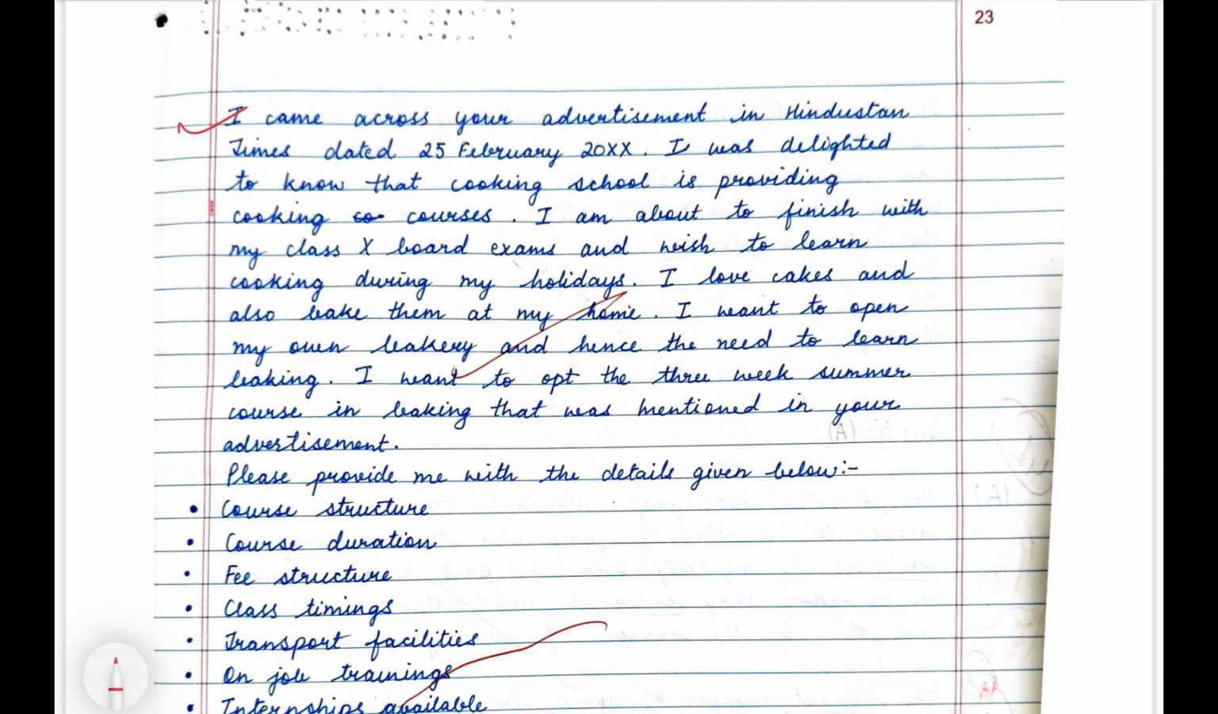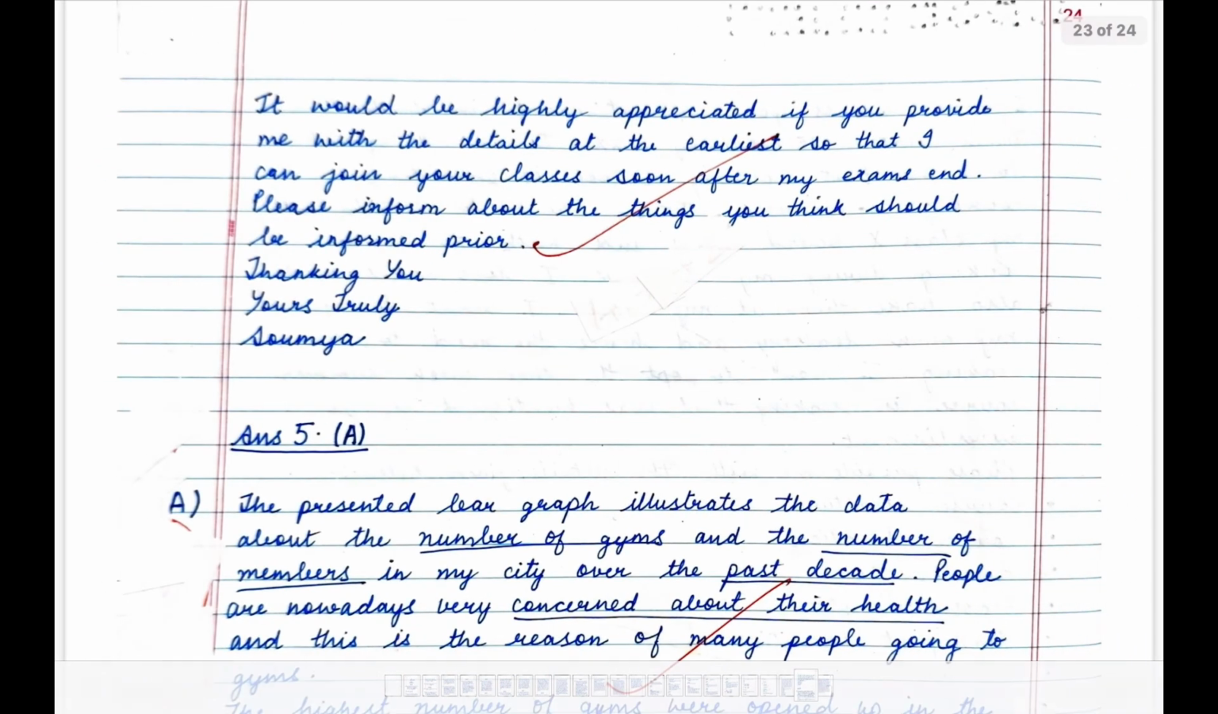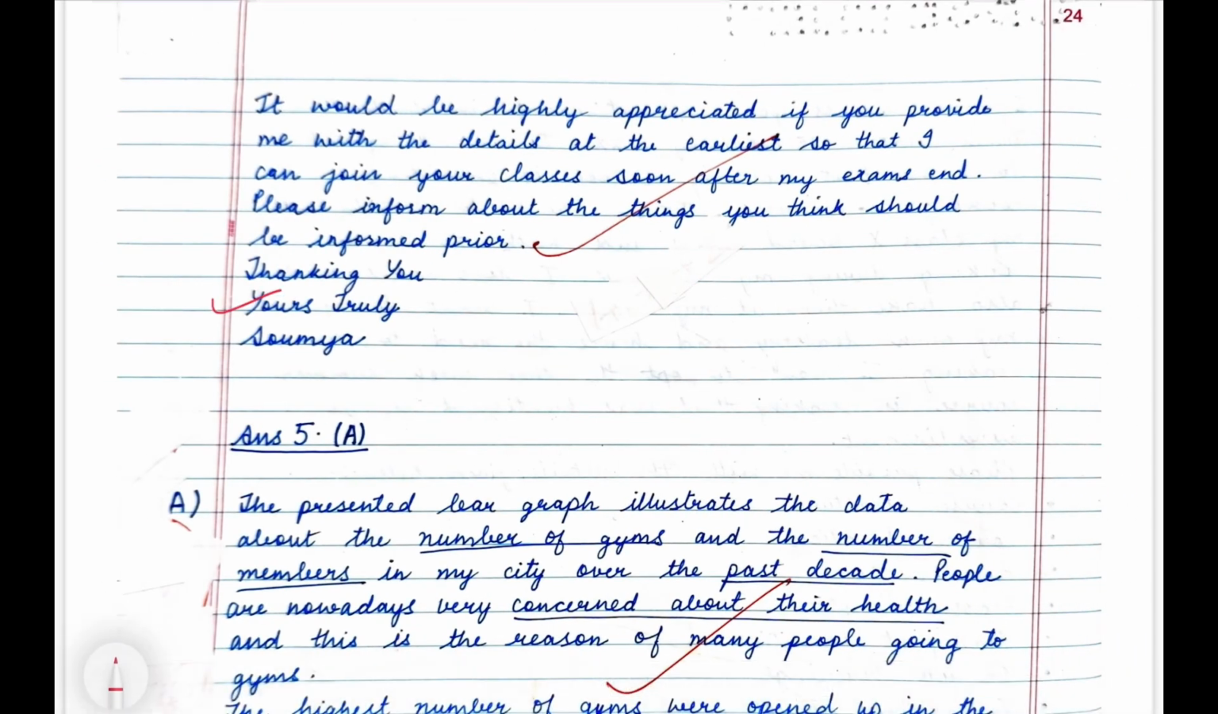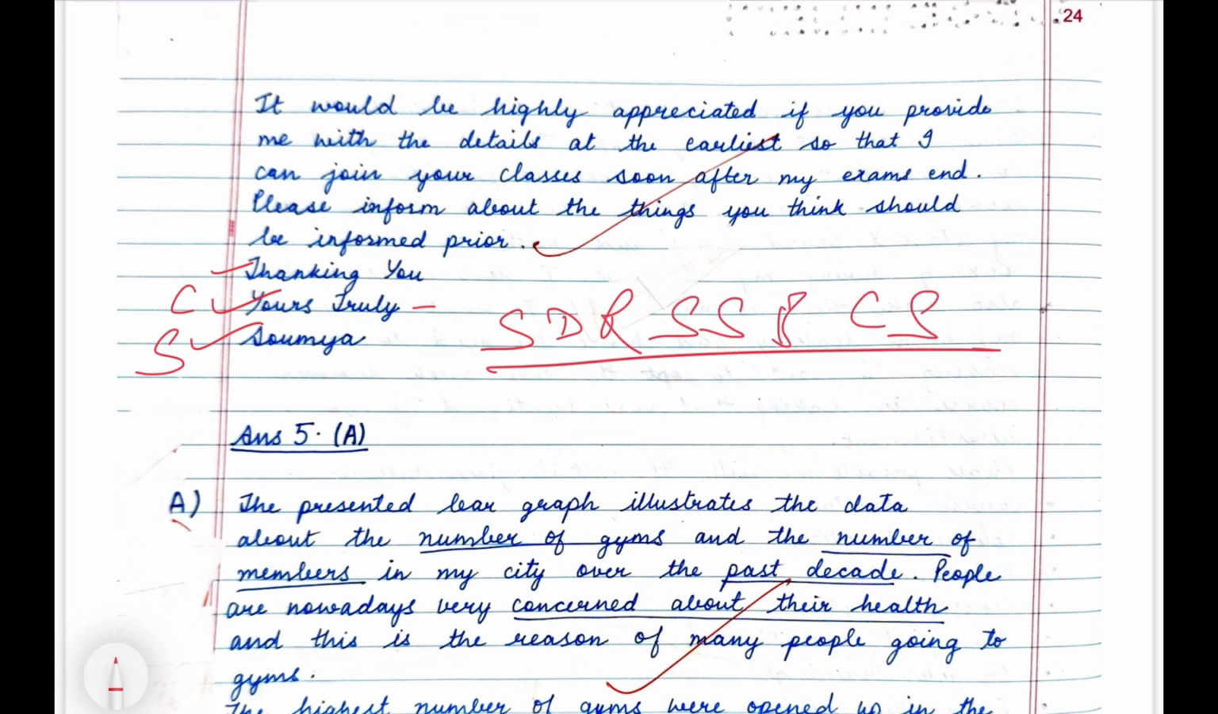Apart from that, this is the inquiry letter and the inquiries made by the sender have been arranged, giving bullet points. In this way we can write down the inquiry letter. Next is the thank you, complimentary close, yours truly, and at the end the signature. So sender's address, date, receiver's address, subject, salutation, body, complimentary close, all the points have been covered.